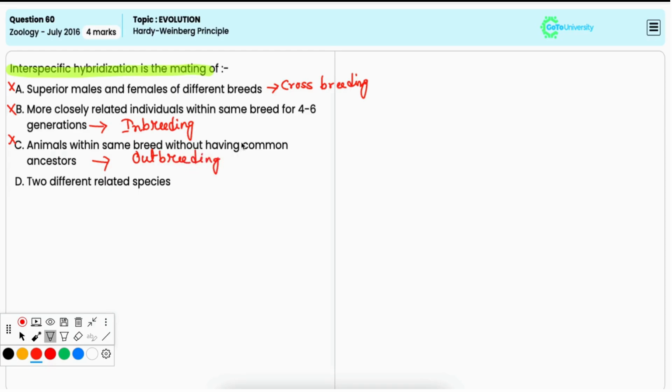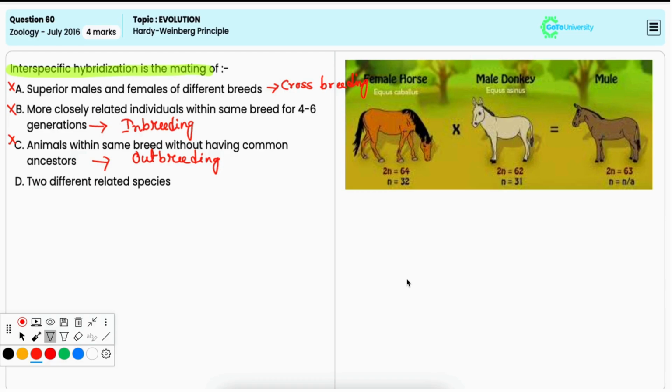Now, interspecific hybridization involves mating of individuals from two different but related species to produce hybrids, such as a mule when a horse is crossed with a donkey. Hence, it is the correct answer.